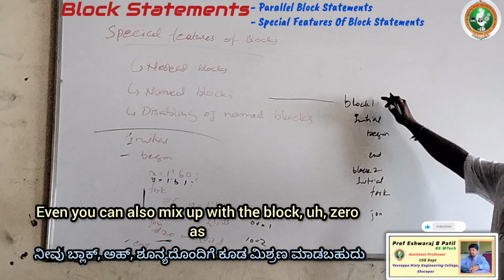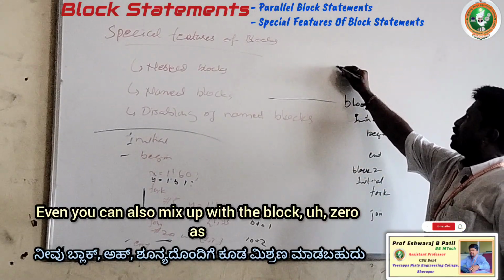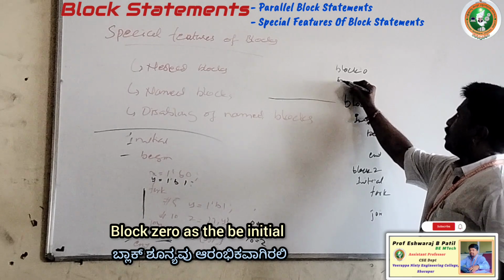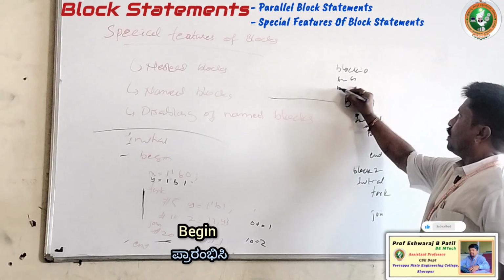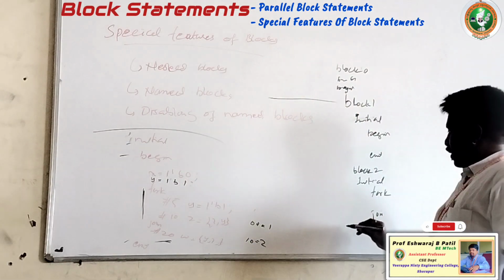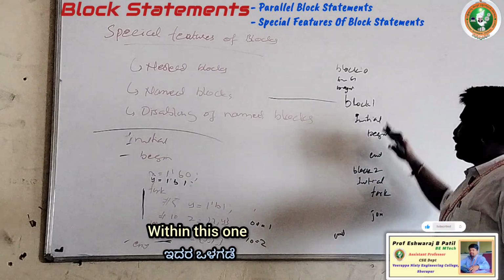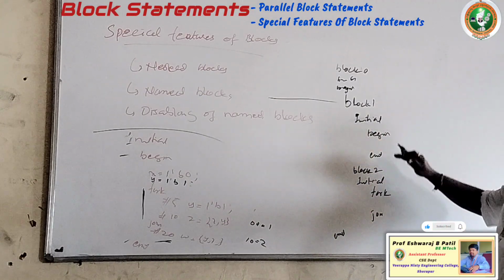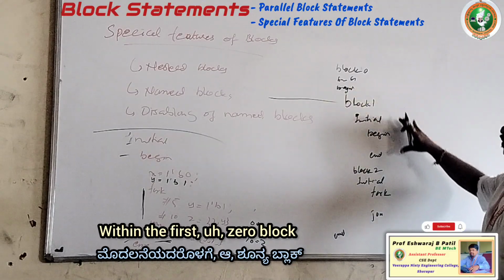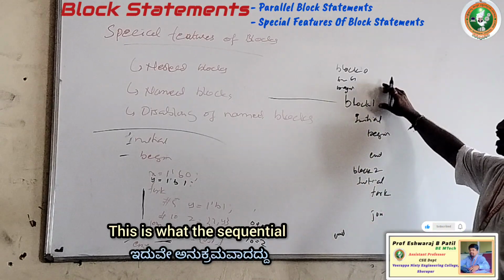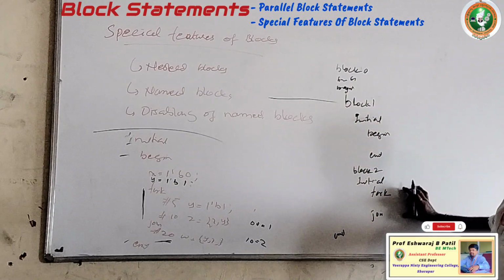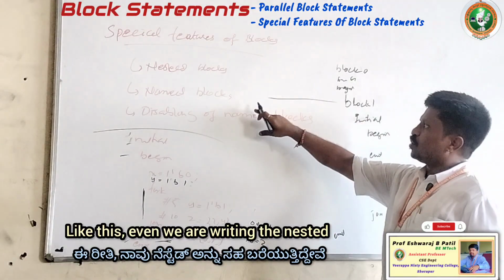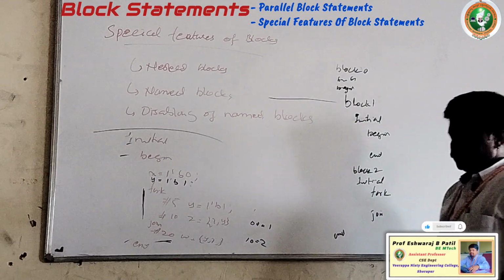You can even mix them up with block 0 as the initial, begin, and also end. Within this one we have 2 blocks, meaning we are writing 3 blocks. Within the first block 0 we are writing 2 blocks. This is sequential, this is also sequential, and we are writing the parallel one here, like this. Even we are writing nested and also named blocks in this one.